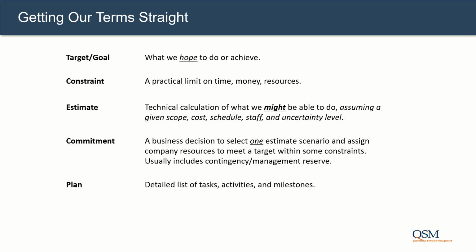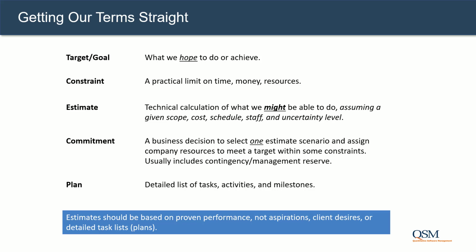An estimate is simply a calculation of what we might be able to do, assuming a given level of scope, cost, schedule, staff, and uncertainty level. Too often, commitments are based on targets rather than past performance. The ability in SLIM to run several estimate calculations and then compare them to one another lets us make a commitment to the one estimate scenario that balances our risks and rewards. The plan comes later. Estimates should be based on proven performance, not aspirations, client desires, or detailed task lists.